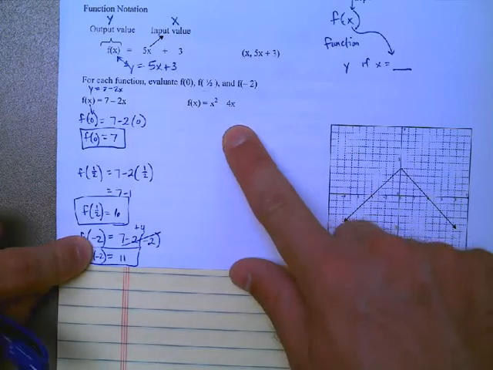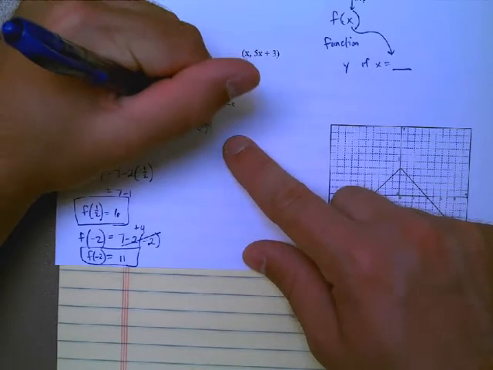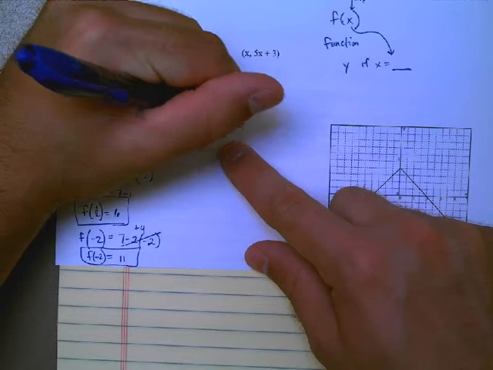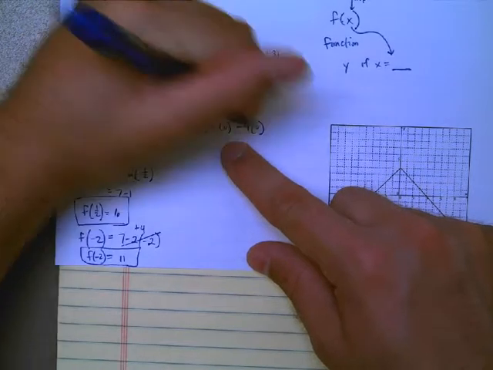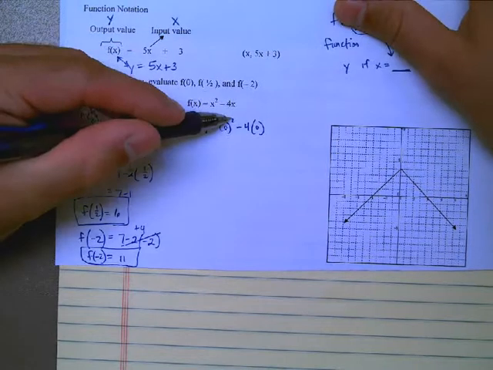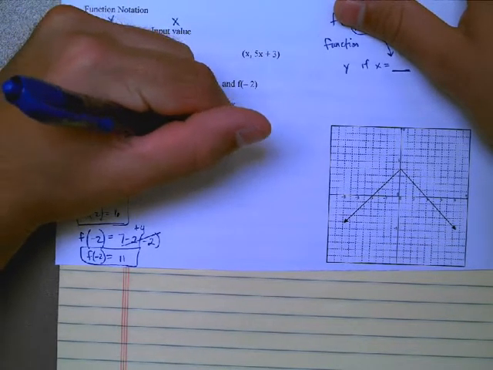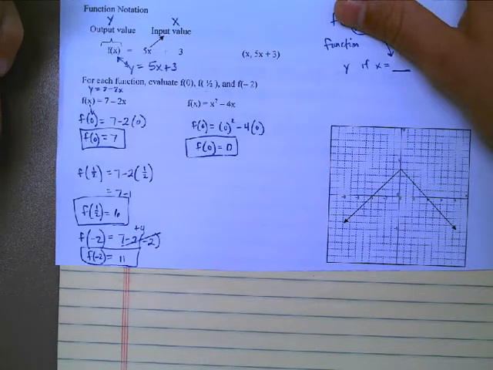Let's go to this one real quick and see how quickly we can get through it. Same thing here. f at 0, I'm going to put a 0 in for every single one of the x's that I have. And notice how I use the parentheses. 0 squared is 0. 4 times 0 is 0. So f at 0 is equal to 0. First one down.